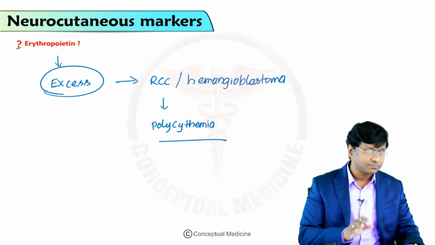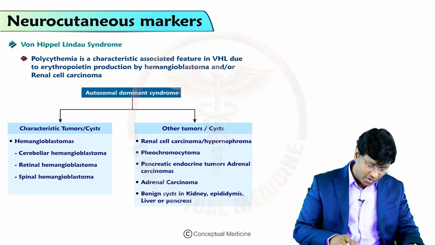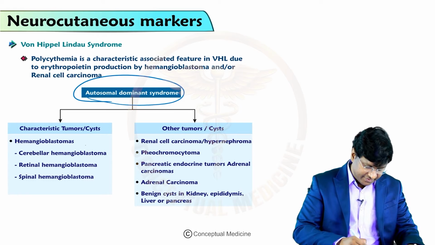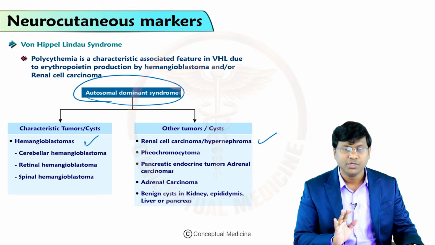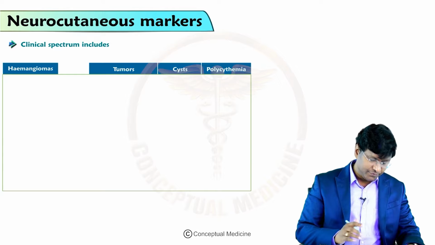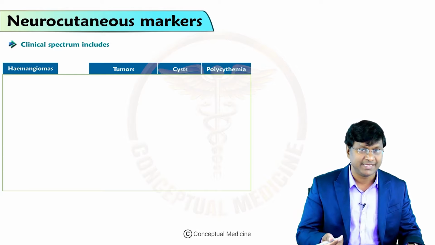And in von Hippel-Lindau syndrome, the type of inheritance is autosomal dominant, wherein you have hemangioblastomas as well as other tumors, right? Already I have told you in the mnemonic, that is CAR PEEP. So, if you take the clinical spectrum, you have the hemangiomas or the hemangioblastomas.